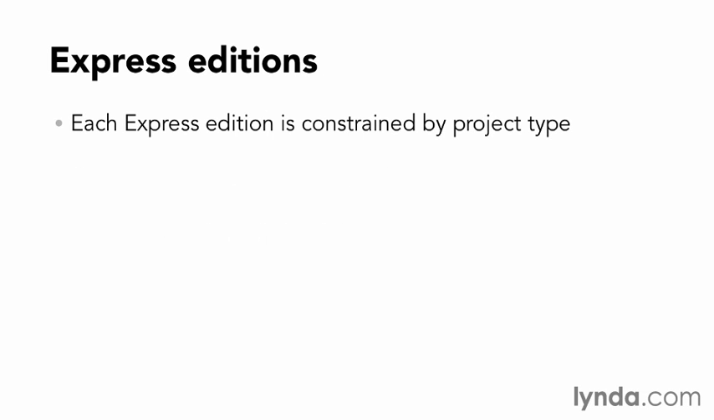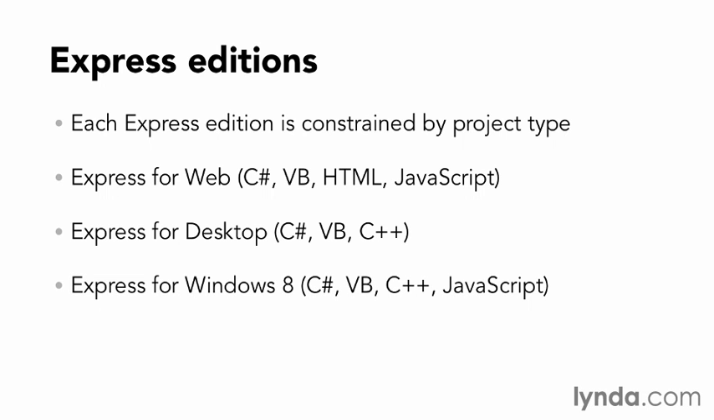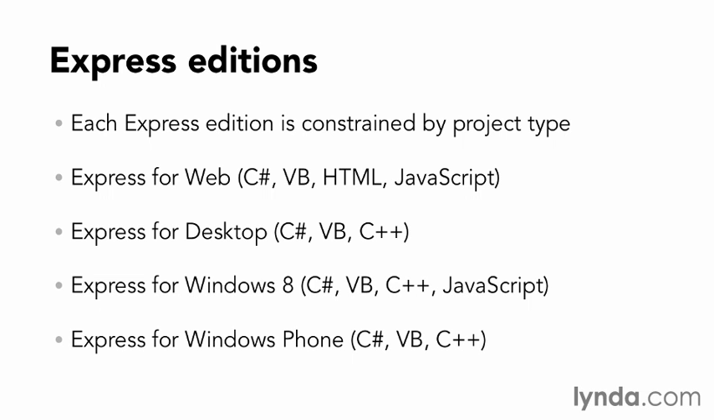I've said this before in other videos, but it bears repeating. The free Express editions are great for making projects for one explicit technology. Express for Web is an excellent choice for making HTML pages and ASP.NET sites. Express for Desktop is your choice if you want to build Windows Forms or WPF applications. Express for Windows 8 is the dedicated version for building Windows 8 Store apps. And if you want to tackle the Windows Phone marketplace, get yourself a copy of the Express for Windows Phone.